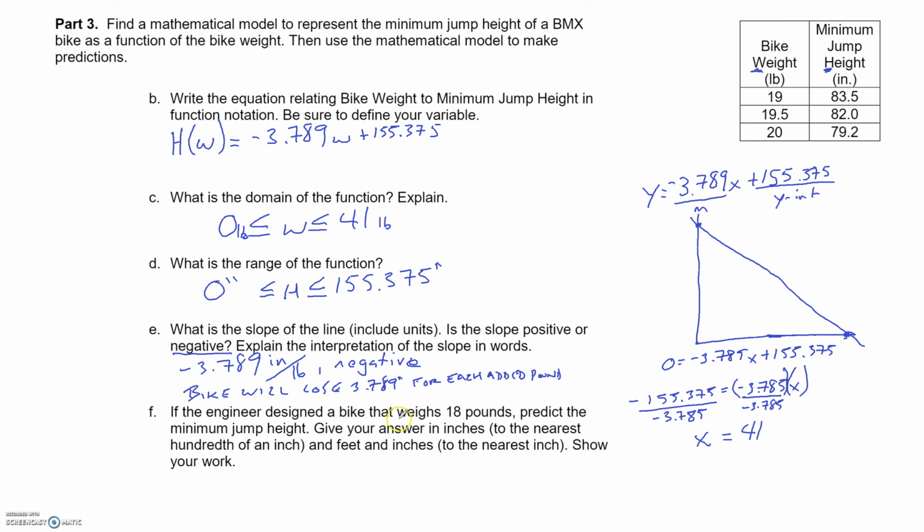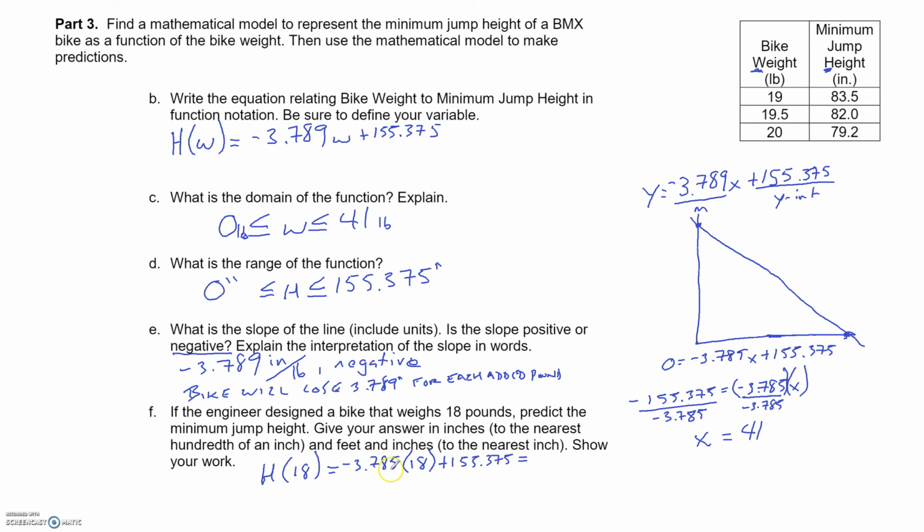If the engineer designed the bike to weigh 18 pounds, predict the minimum jump height. Okay, so now our weight here is going to be 18. So we want H of 18 is negative 3.789 times 18 plus, don't forget, we have this now, 155.375.